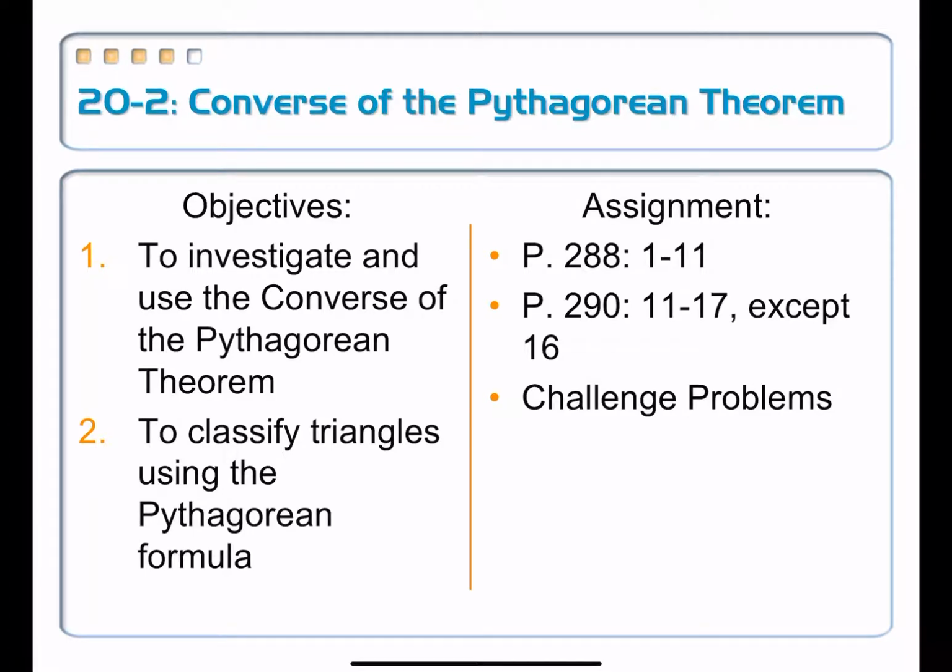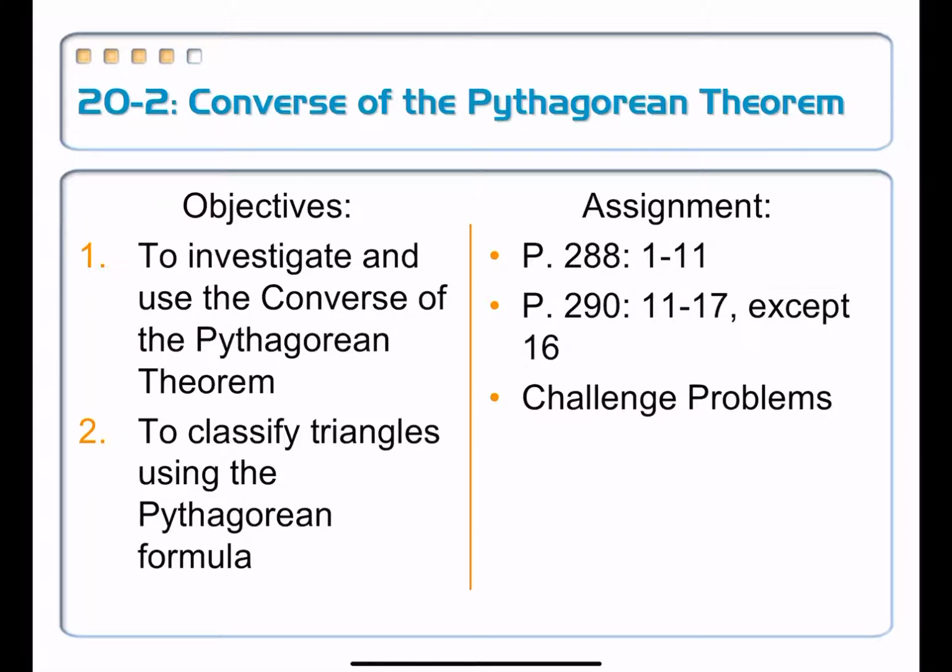In this lesson on the converse of the Pythagorean theorem, we have two objectives, two goals here. First, we want to be able to investigate and use the converse of the Pythagorean theorem. Remember, to form the converse of an if-then statement, you just take the if and the then parts, the hypothesis and conclusion, and you swap positions with it. Is it true? Is it not true? That's what we're going to investigate.